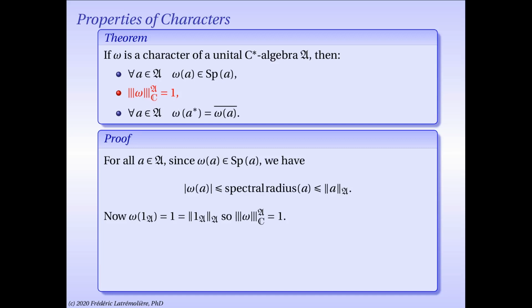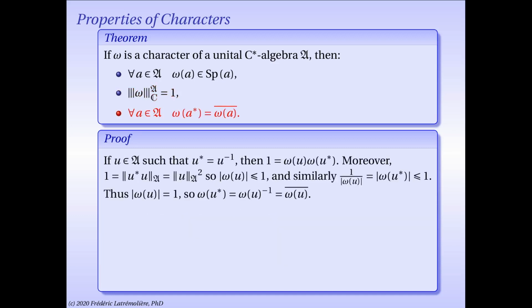But on the other hand, we also show that characters are unital. They map the unit of the C-algebra to 1. And of course, the norm of the unit of a C-algebra is always 1. So this shows that indeed the norm of our character is 1.